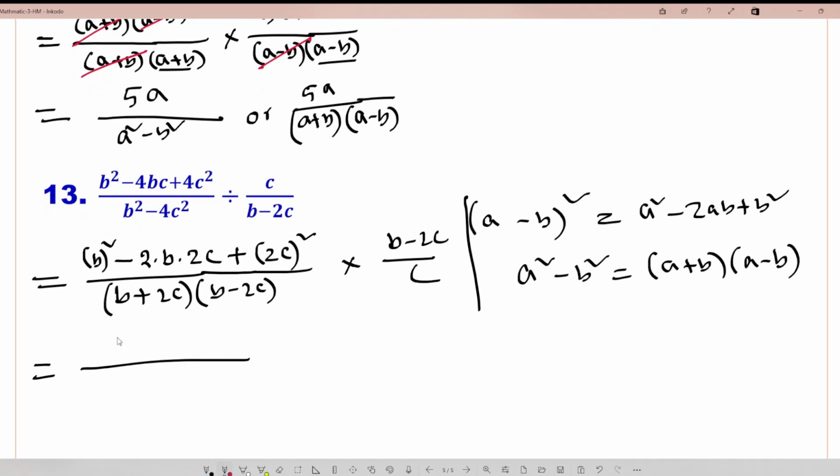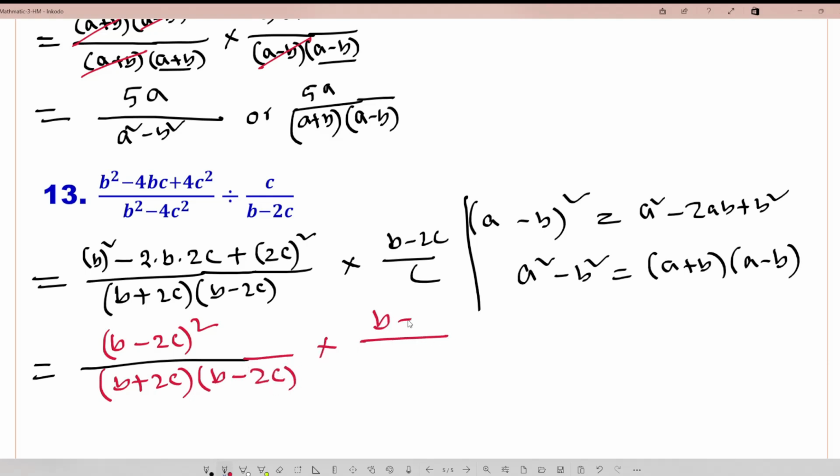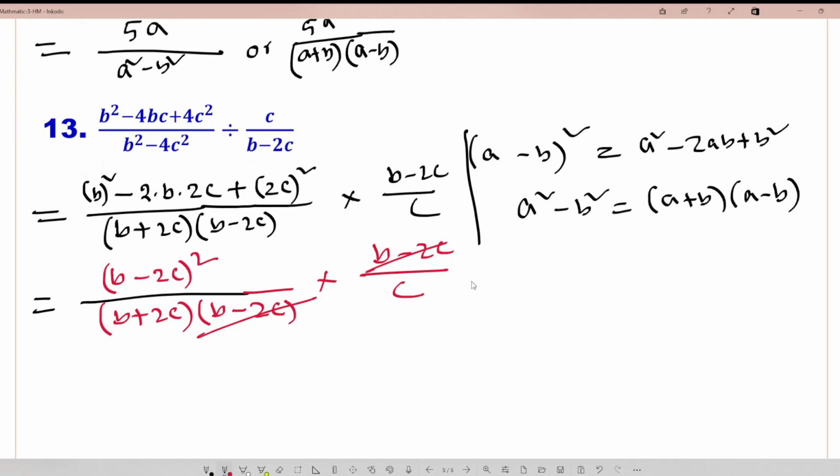Then this one we can write as (b minus 2c) whole square, and here is b plus 2c times b minus 2c, and here is b minus 2c divide c. So this b minus 2c and this b minus 2c we can cut. So our answer will be (b minus 2c) whole square divided by c into (b plus 2c).